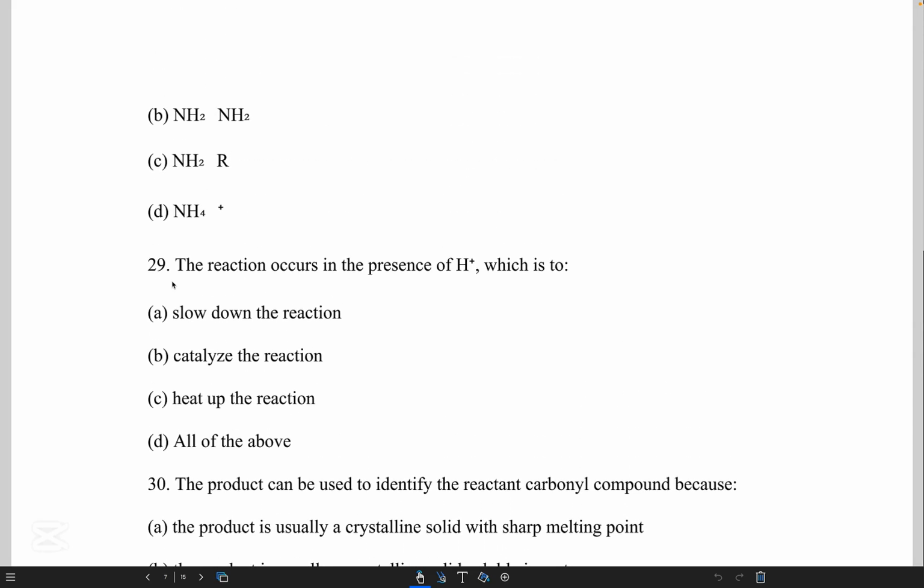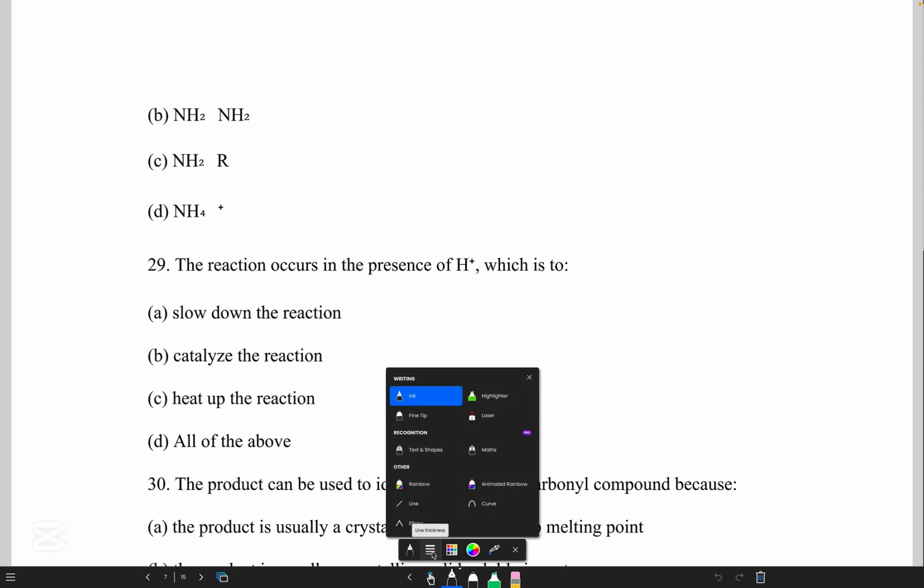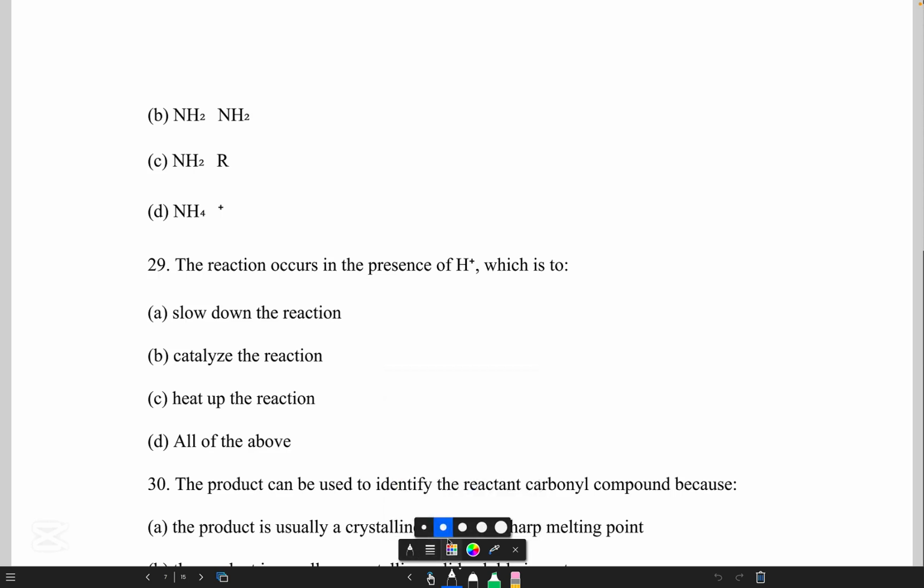All right, so we have the other part of this question. Now, it said the reaction occurs in the presence of acid, which is 2. Now, most reactions that occur in the presence of acids, like this, you cannot say it is to slow down the reaction, but basically to catalyze the reaction. Is that okay? So, the correct answer to this question is to catalyze the reaction, which is option B.